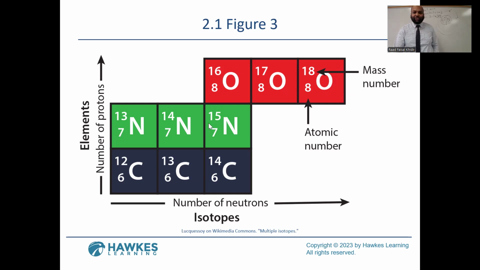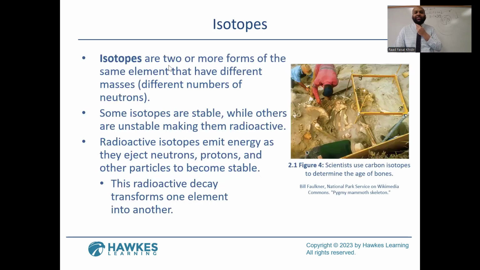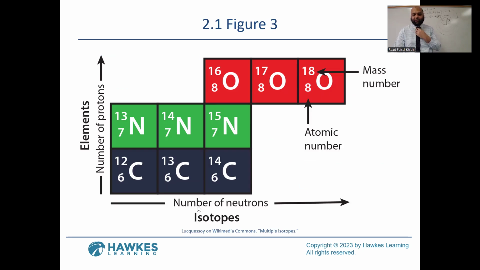Same thing here for nitrogen: 7, 7, 7, that's definitely the atomic number. 13, 14, 15, that's the mass number. So all of these are isotopes. They have an increasing number of, look at what the arrow is pointing to, an increasing number of neutrons, and not an increasing number of protons.